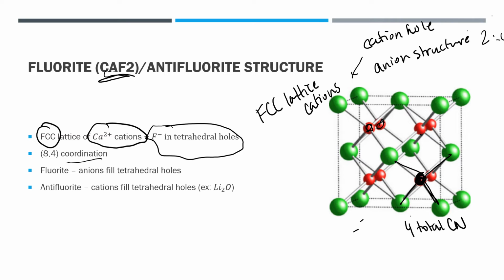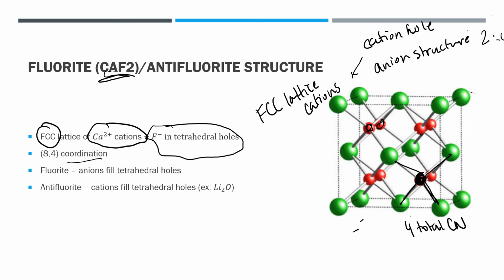Okay, and just to mention, the fluorite structure is what is drawn here. We have the anions filling the tetrahedral holes. And what does that mean? That means the anions are smaller than the cations. So our fluoride is smaller than the calcium. Whereas we can also have anti-fluorite structures. And that's basically the same idea, except the cations fill the tetrahedral holes. So that means the cations in this case are going to be smaller than the anions.